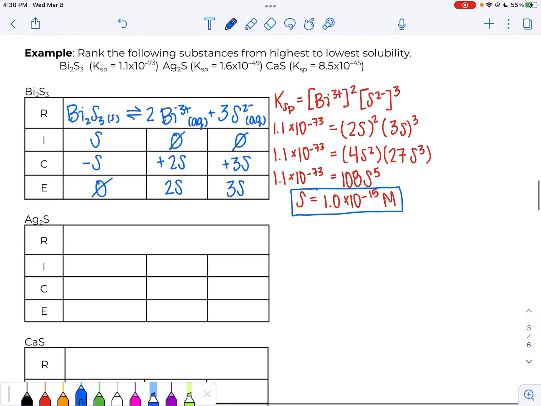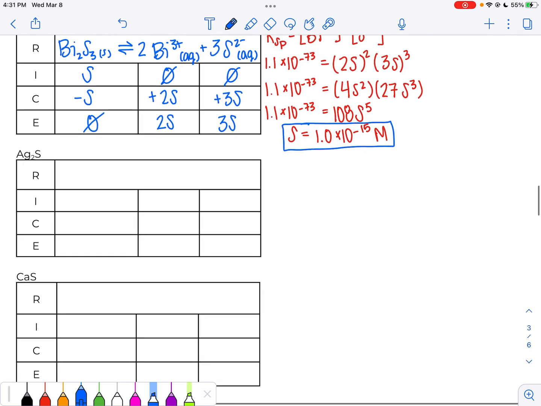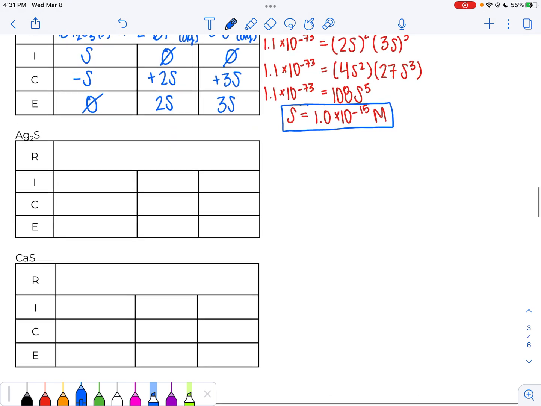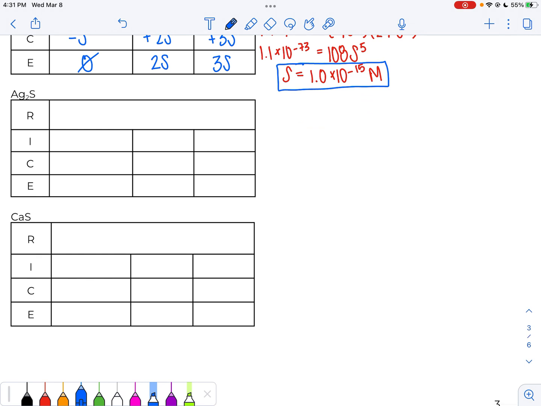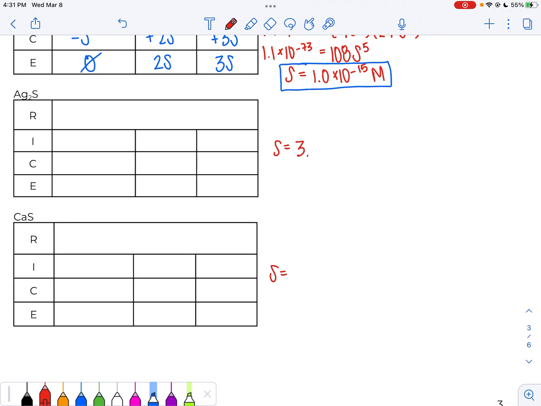Okay, I'm going to let you do the other two on your own. So I want you to pause the video, figure out the S value, the solubility for silver sulfide and for calcium sulfide. Check in with the answer key and then come on back, okay? All right, so after you've done these, what you should have found for solubility for silver sulfide is 3.4 times 10 to the negative 17th molar. And for calcium sulfide, 9.2 times 10 to the negative 23rd molar.